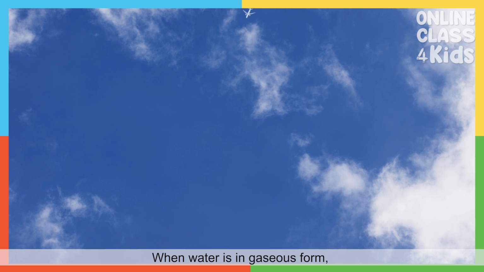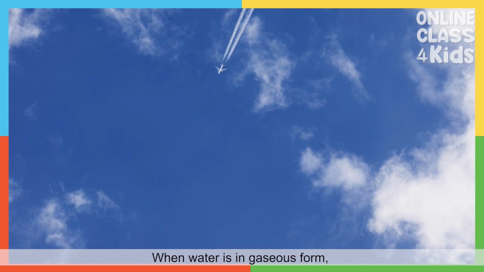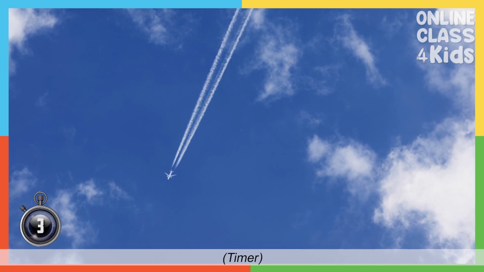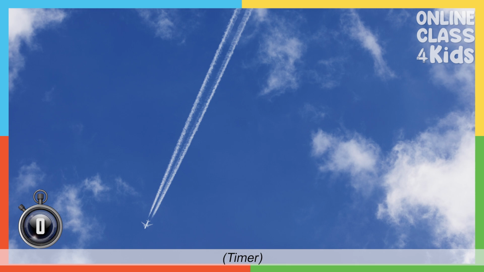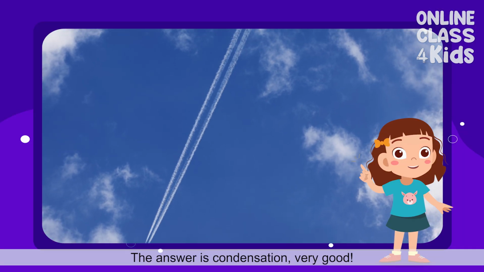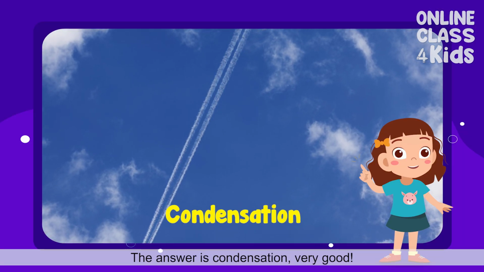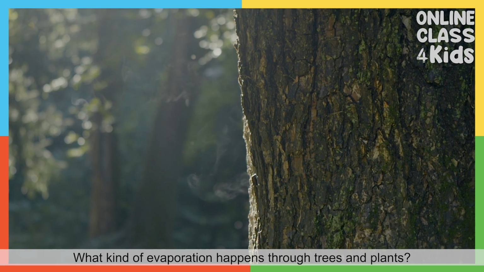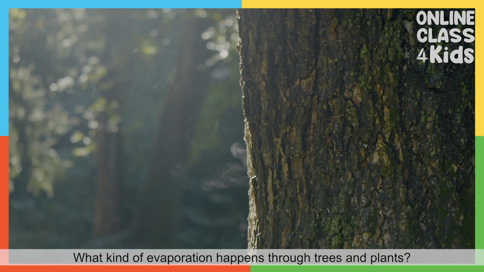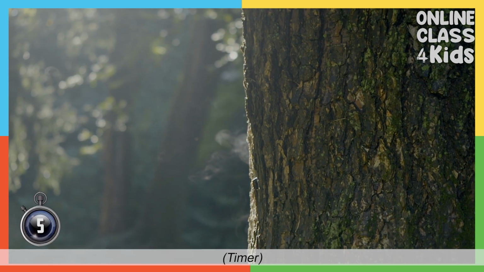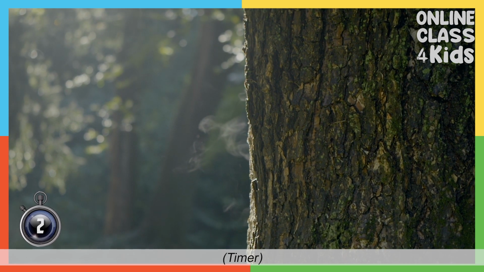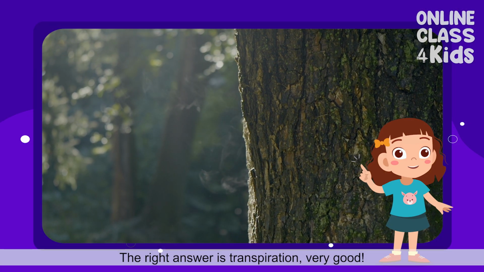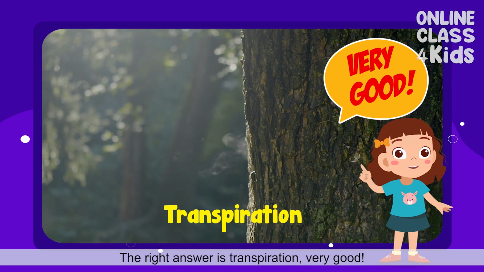When water is in gaseous form, what stage of the water cycle does it go through? The answer is condensation. Very good. What kind of evaporation happens through trees and plants? The right answer is transpiration. Very good.